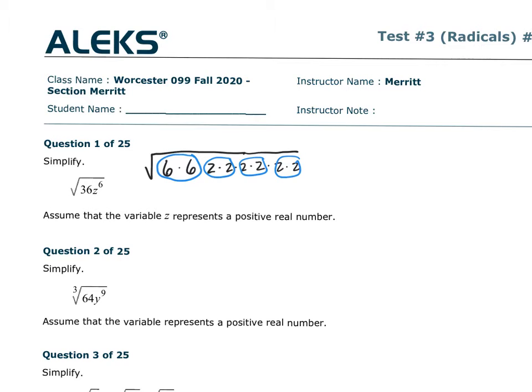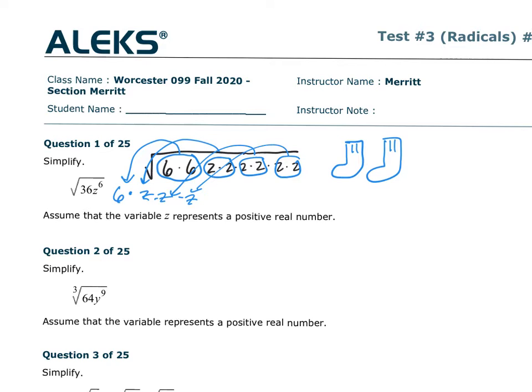So I kind of like to think of it as socks, because you have a left sock and a right sock. But when you put them together, it makes a pair. Okay, so this pair comes out. We have a pair of 6s. Then we have a pair of z's. And then a pair of another z. Okay, so the square root of z squared is just z.